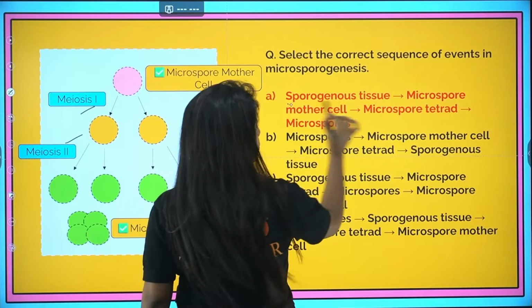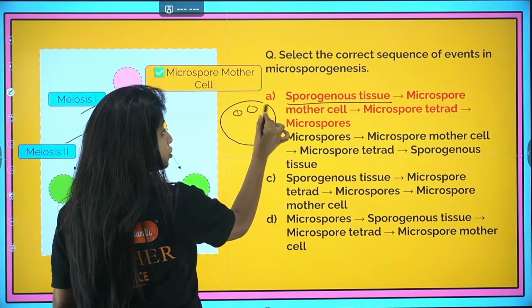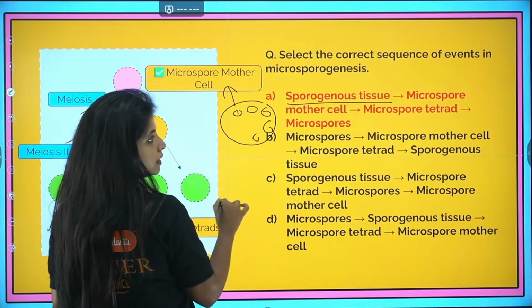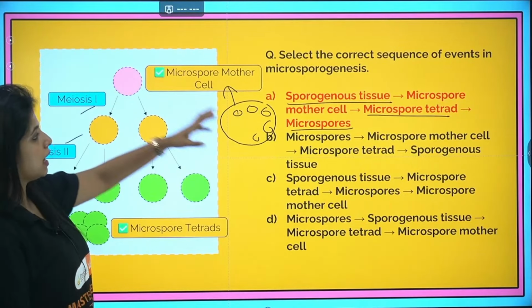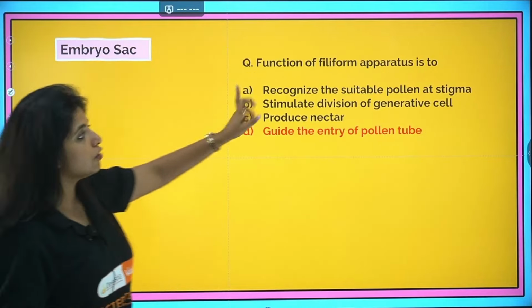So from the sporogenous tissue, each of the cells there is a microspore mother cell, and they will form a microspore tetrad and then later microspores. So your answer is A. You should know the flow of things. Now, the function of filiform apparatus is 2.